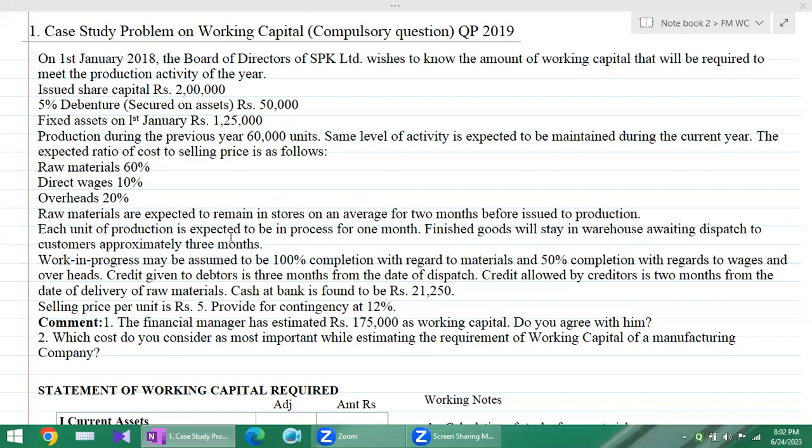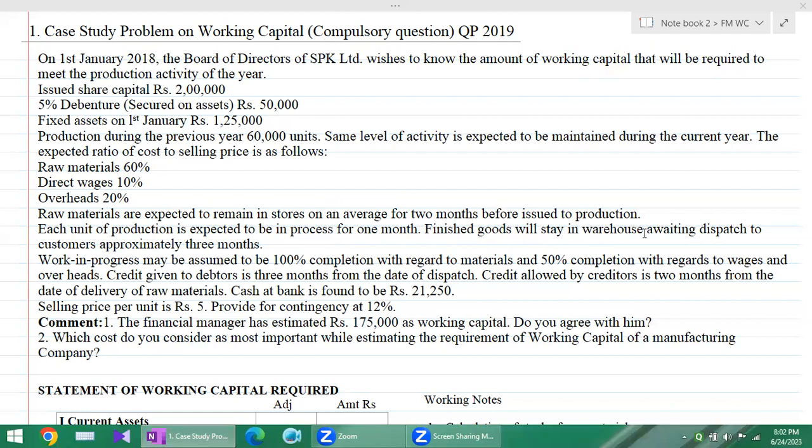And each unit of production is expected to be in process for 1 month. This is nothing but work in progress for 1 month. So raw material is kept in the store for 2 months, that is the period lag, and here it is 1 month. And how about the finished goods?